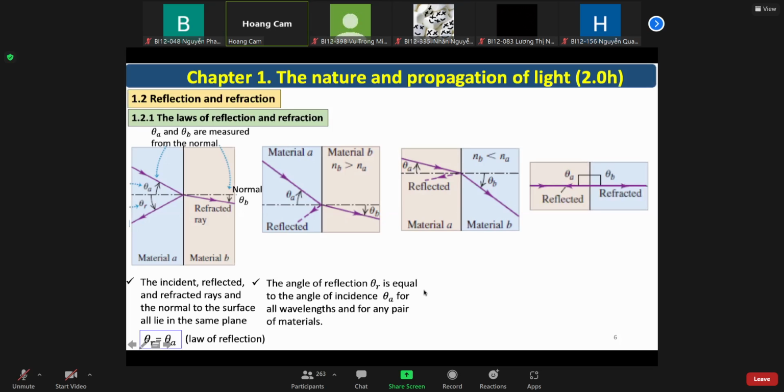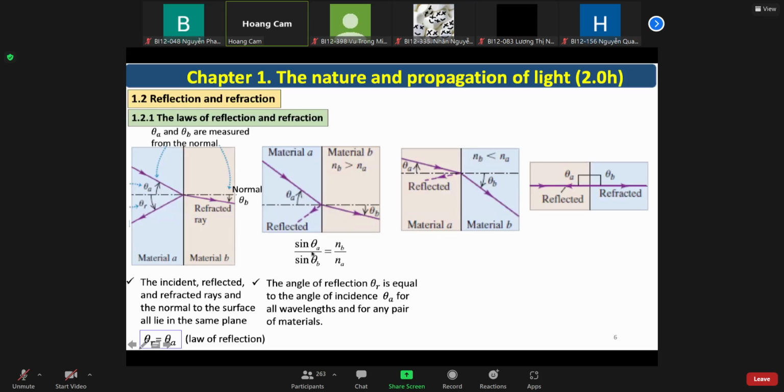That's why, in the law of reflection, the angle of reflection theta R is equal to the angle of incidence theta A, for all wavelengths and for any pair of materials. For any arbitrary pair of materials, at the interface the reflection happens, and the angle of incidence and the angle of reflection always have the same value.